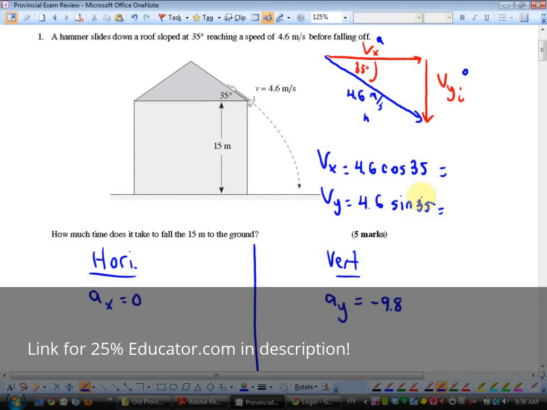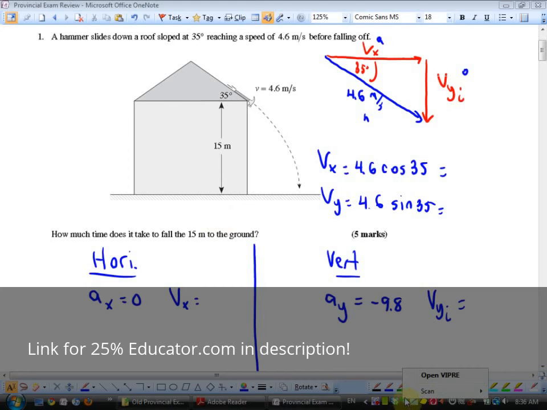Let's crunch that and see what we get. So I'll add that to my little list here. Vx equals, and Vy initial equals. What do we get for Vx? Oh, I know why things are running slow. This antivirus thing is trying to scan and it slows the machine down like crazy. Abort.